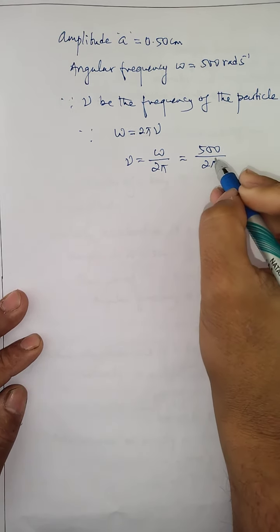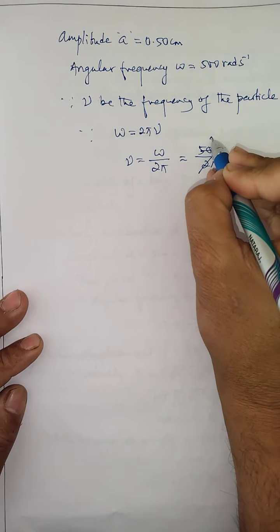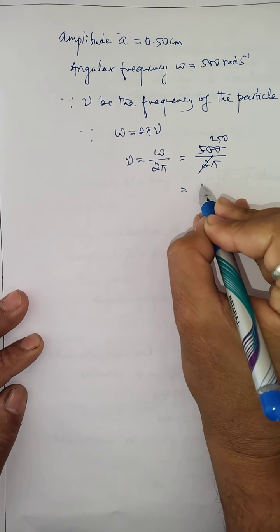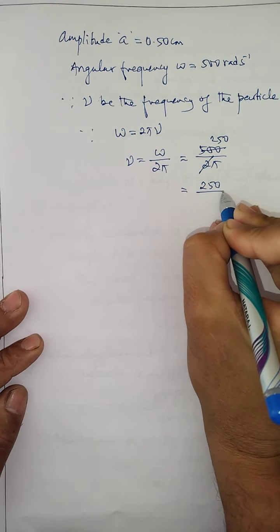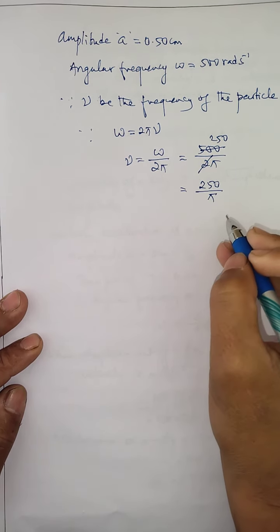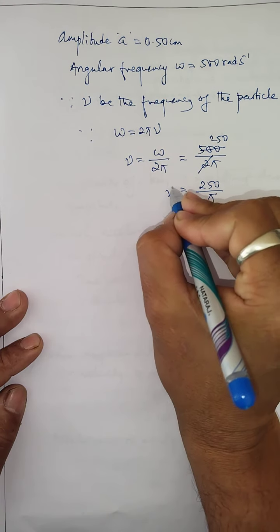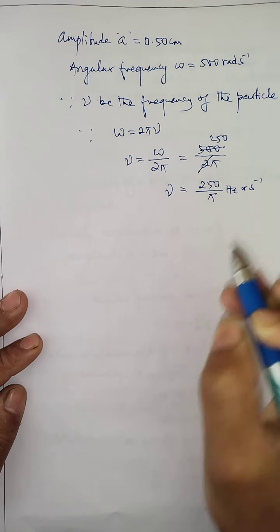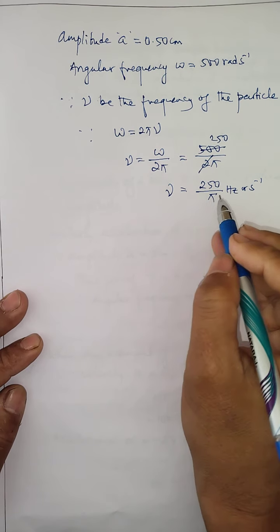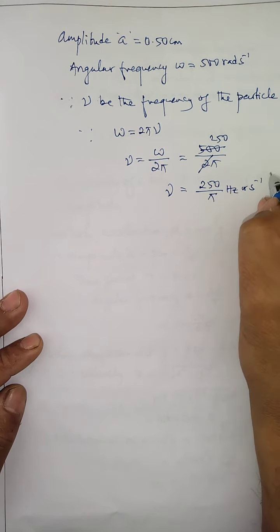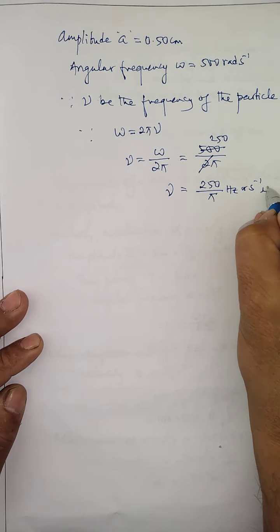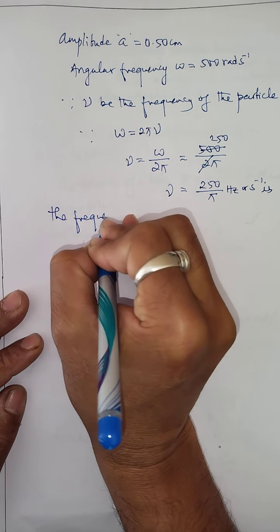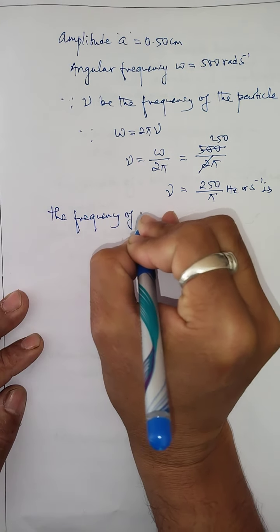Now we can cancel 2: 2 into 250 is 500. So we can leave the answer this way also, 250 by pi. And the unit is what? Hertz. We can write hertz, or we can also write per second. So what is the frequency of the particle? 250 by pi hertz or per second. This is the frequency of the particle.